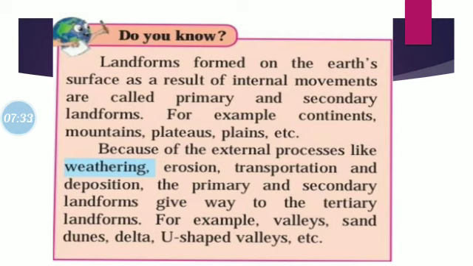See, we have seen some landforms are formed because of the endogenetic movements, means internal movements, in the last lesson. And because of the exogenetic, means external processes, remember, because of the weathering, erosion, transportation and deposition work, some valleys, sand dunes, delta and U-shaped valleys, etc. are formed.